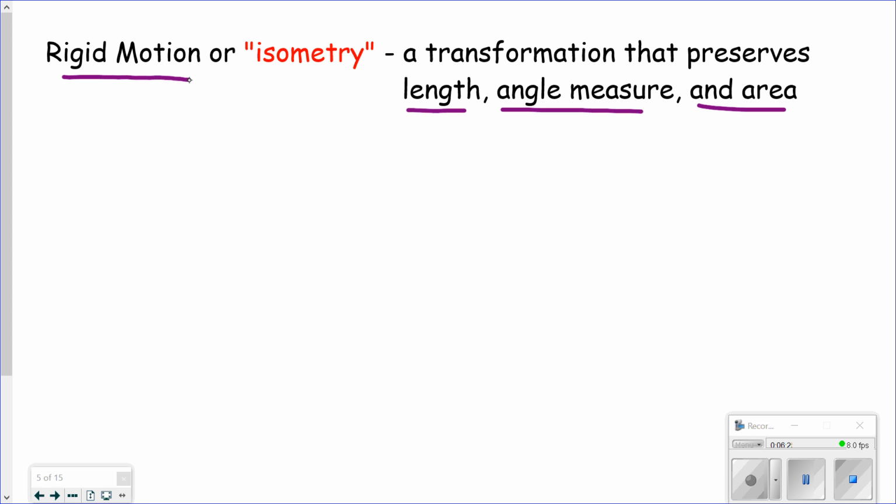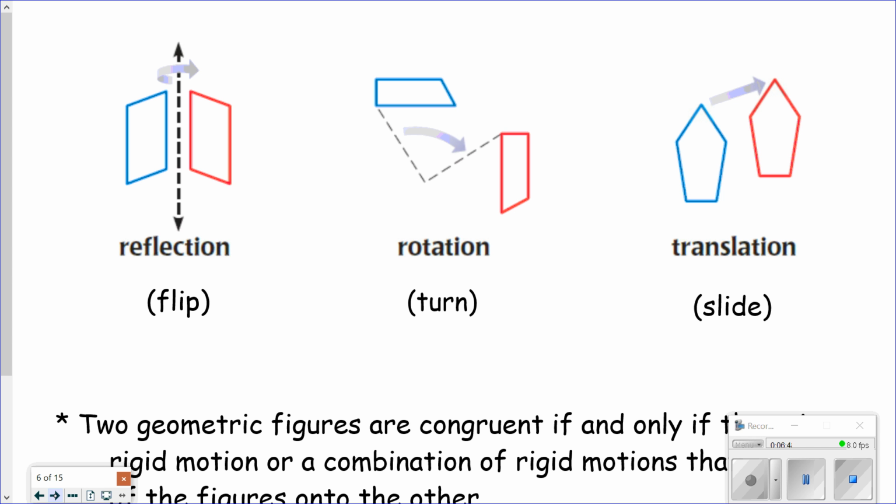However, in the second example, where we multiplied y by 2, we saw that our triangle got longer, and so we changed the size. So we're not talking about changing size for the rest of this lesson. It's all about keeping the size the same and just moving or flipping or turning our triangle. So here are the different types of rigid motion: reflection, which is just a flip, a rotation, which is a turn, and a translation, which is a slide.